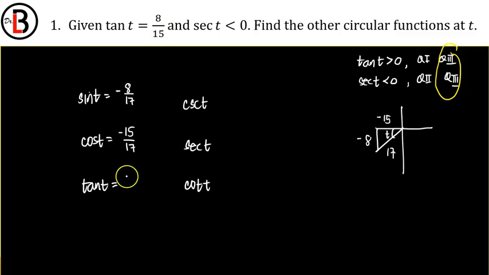Tangent, we can copy the one on top. That's the given, 8 over 15. Of course, cotangent would be the reciprocal, that's 15 over 8. Secant would be the reciprocal of cosine, so that's negative 17 over 15. And lastly, cosecant is the reciprocal of sine, negative 17 over 8. From the conditions above, you can see that secant t is less than 0, so it's proven to be negative here. I hope you understand this one. Let's go to the next.